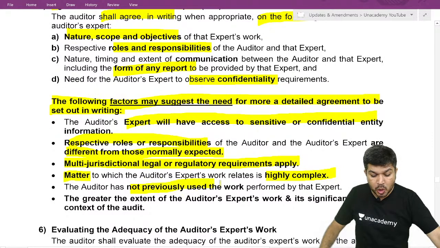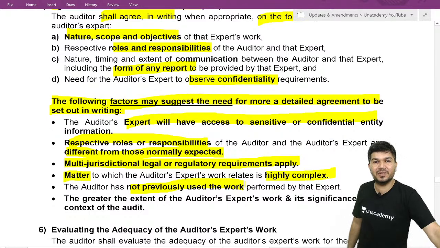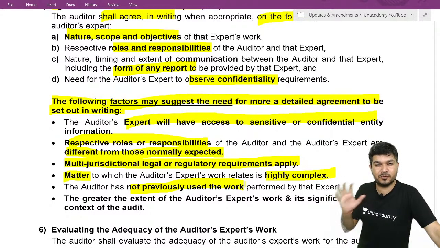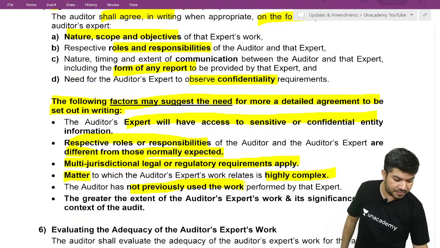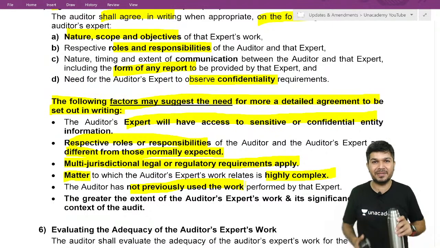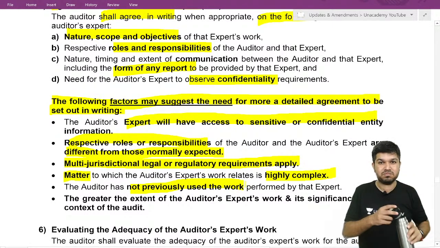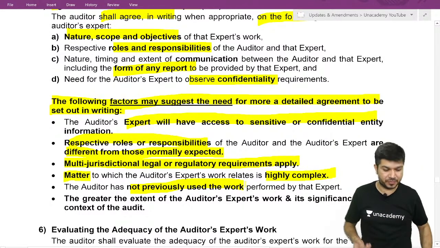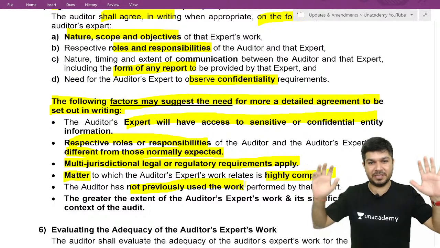Five, I have not previously used the work of the expert. You're working with him for the first time. If you work with someone for the first time, should you have a detailed agreement with them? Yes, sir. So see, this is what they're telling. So the following factors suggest a need for a more detailed agreement.